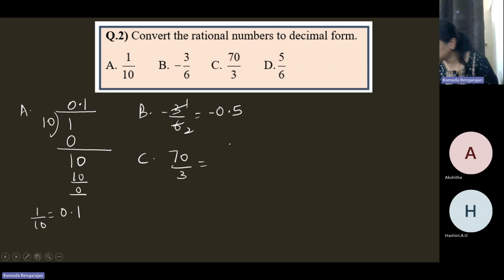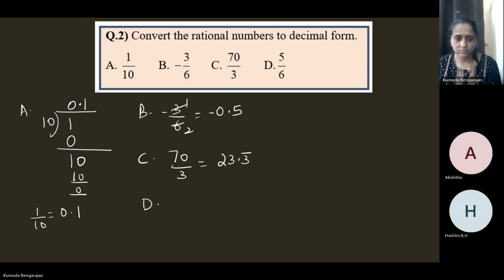70 by 3 is how much? 70 by 3 is minus 23.3333. It goes on. So how do you write that? 3 recurring. Yes, recurring, with a bar. 5 by 6? 0.8 and 3 recurring.